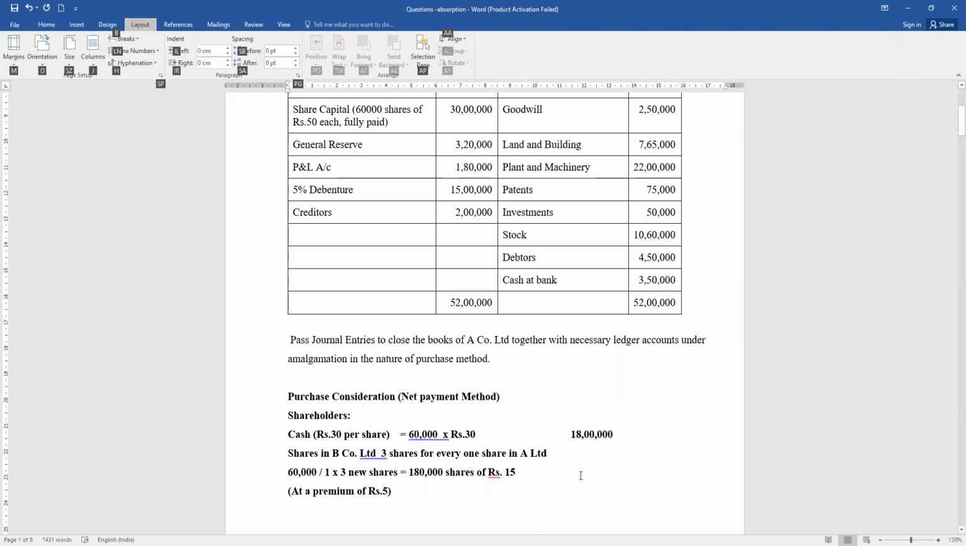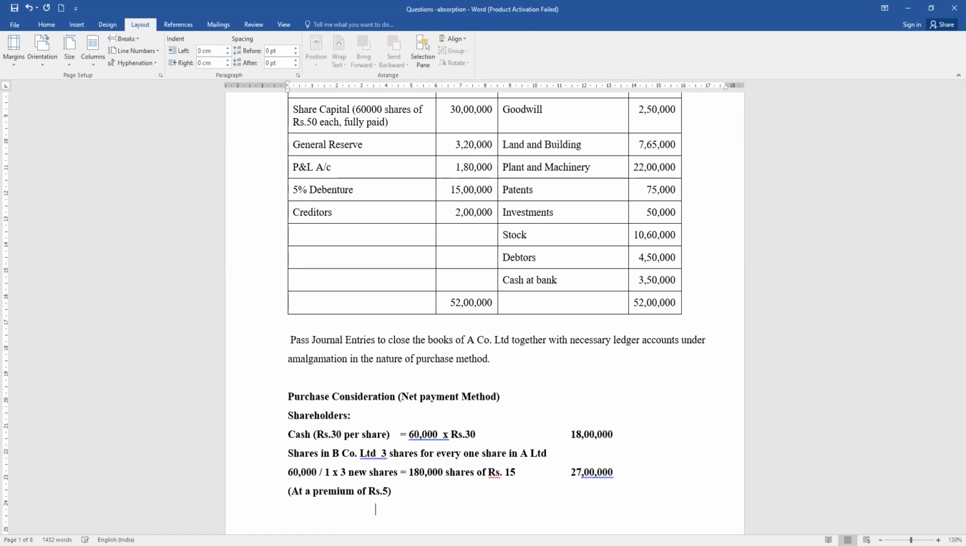17 lakhs. 17 lakhs, ma'am. 17 lakhs or 27 lakhs? 17, ma'am. I'm getting 27 lakhs. Few people are telling. That means 15 rupees means it is coming 27 lakhs. Okay, that's it. We are not going to give anything else. Only cash and the shares we are going to give.